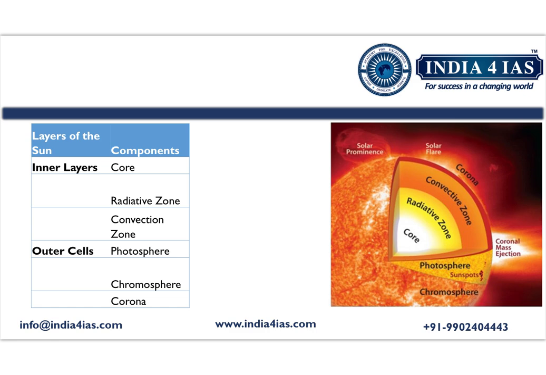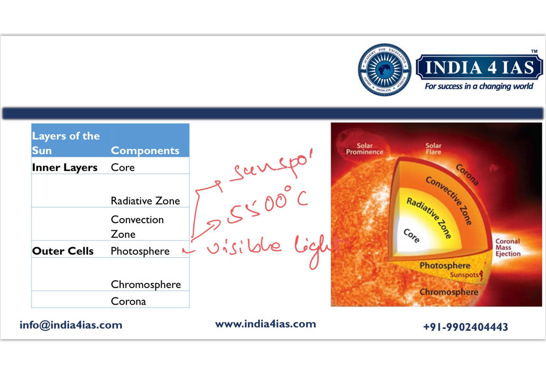Surrounding convection layer, we have photosphere. So this is one of the most crucial layers of the sun. All the visible light is produced from the photosphere. It is the coolest part of the sun with 5500 degrees Celsius temperature. Phenomena like sunspots occur at this photosphere.